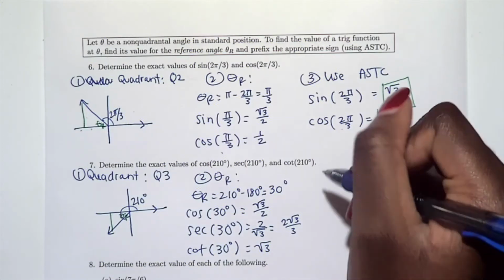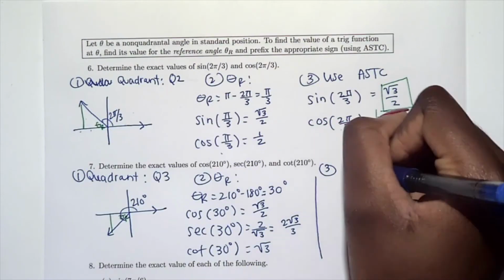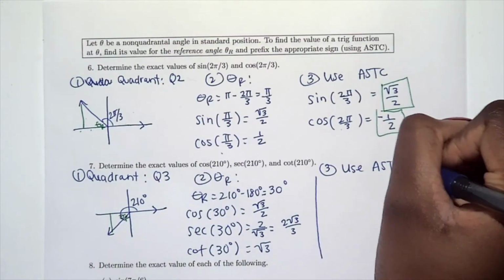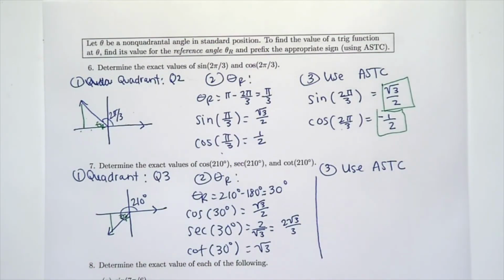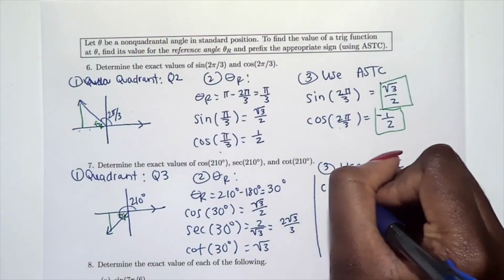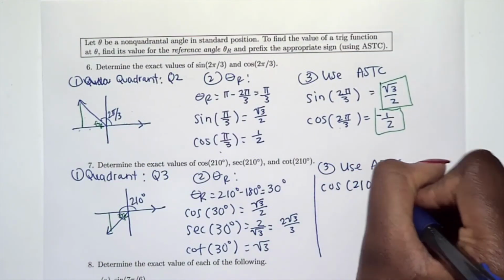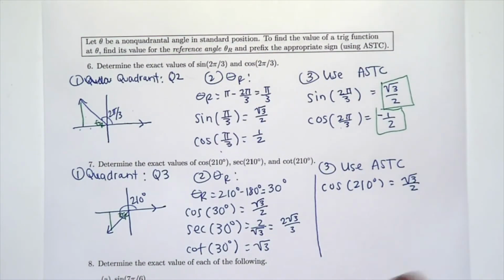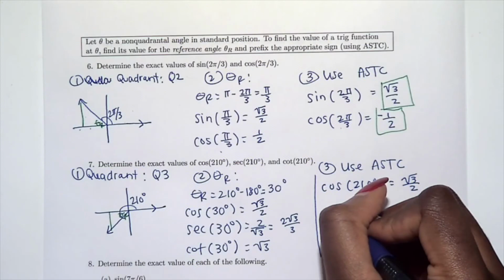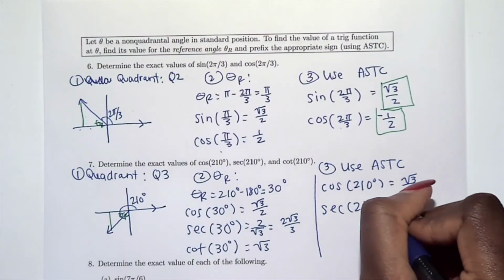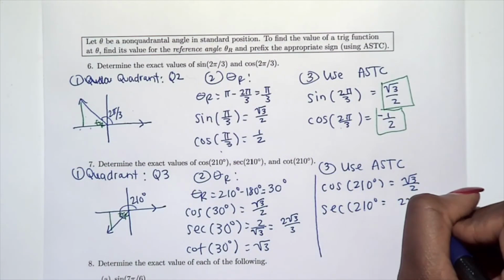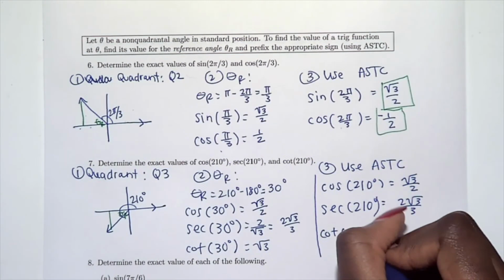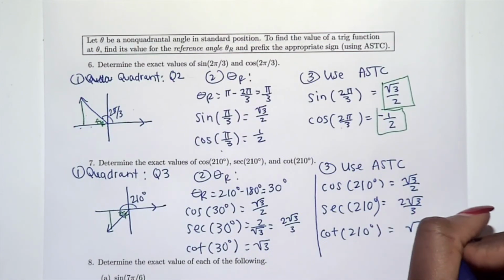All right, finally, answer the question. We need to use what we know about reference angles and what we know about the signs of our trig functions in certain quadrants. So we know that cosine of 210 degrees is the same as cosine of 30 degrees, except the sign may be different. We'll do the signs later. Secant of 210 is 2 root 3 over 3. Cotangent of 210 is root 3.